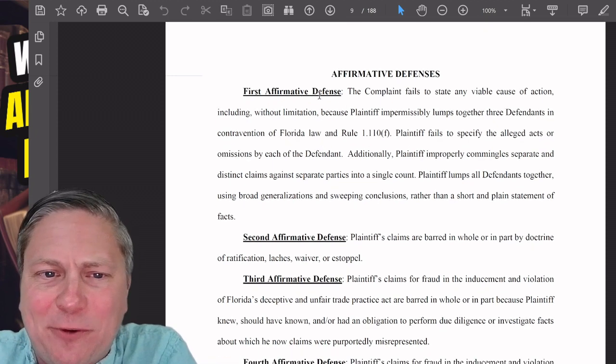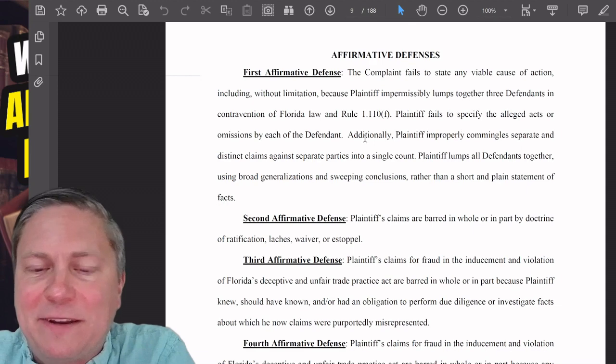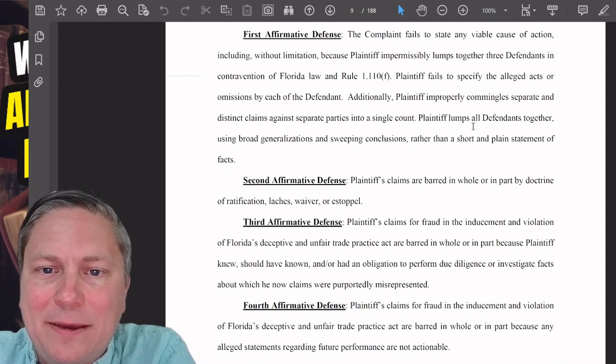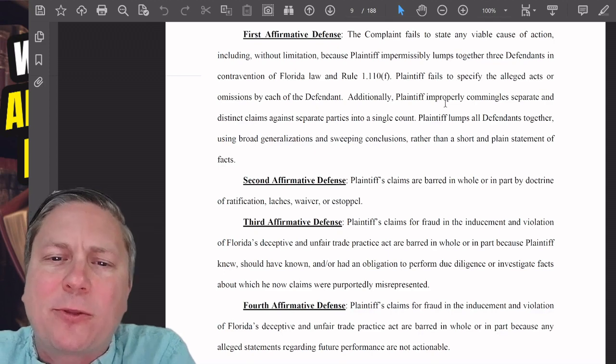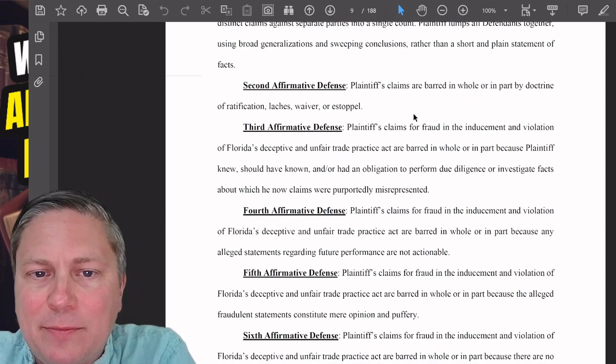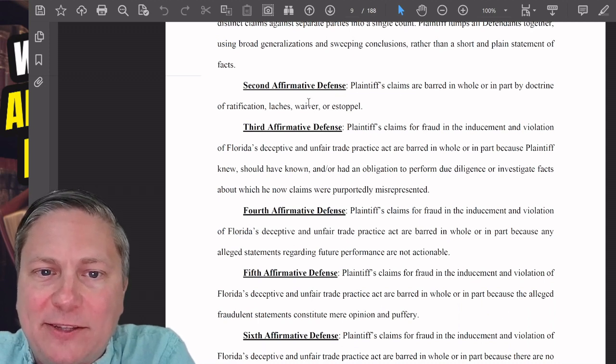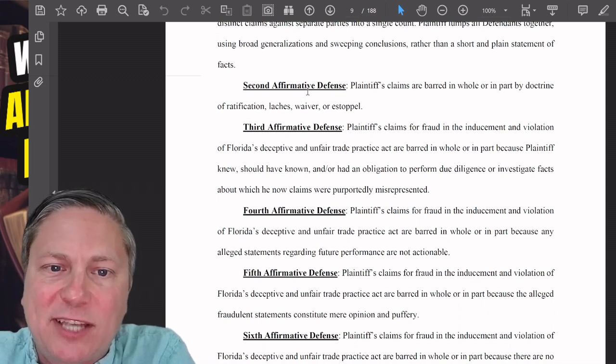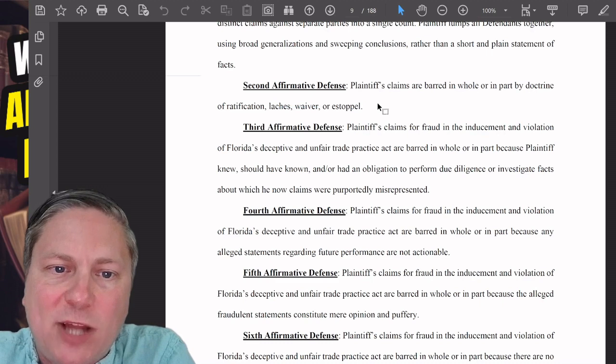I'm not sure this really is an affirmative defense, but they say they lump the defendants together. That's something that in Florida in particular, the circuit out there does not usually allow, like grouping defendants. But it's not really a traditional affirmative defense. Here are some traditional affirmative defenses. The second one: laches, waiver, or estoppel. So I'll just use laches as an example.